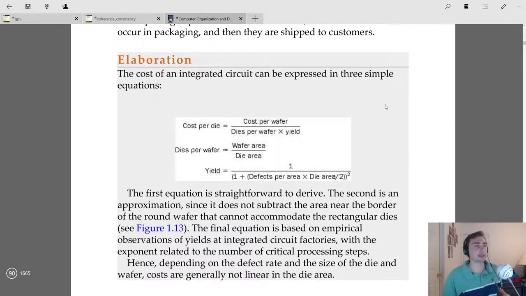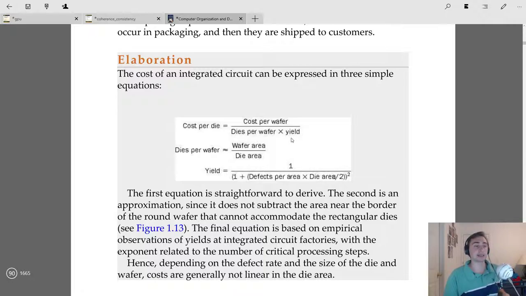So we've got a number of metrics that we use to quantify the impact of yield, right? One of them is cost per die, and we want to keep cost per die low. So what happens in this equation? It's cost per wafer over dies per wafer times yield. Ideally, if your yield is 1, it's an equal cost per wafer.